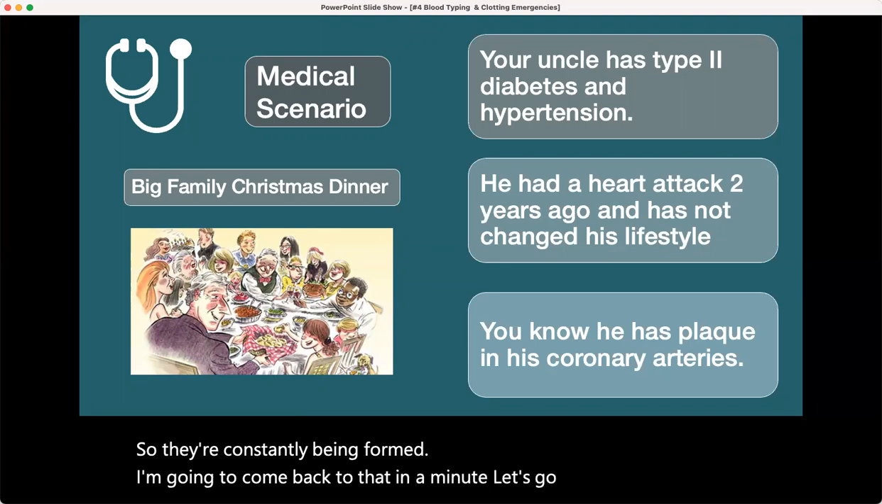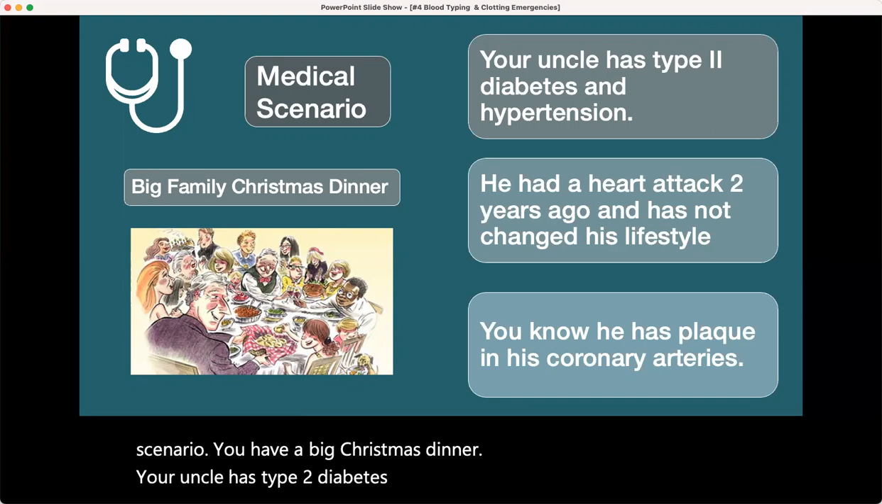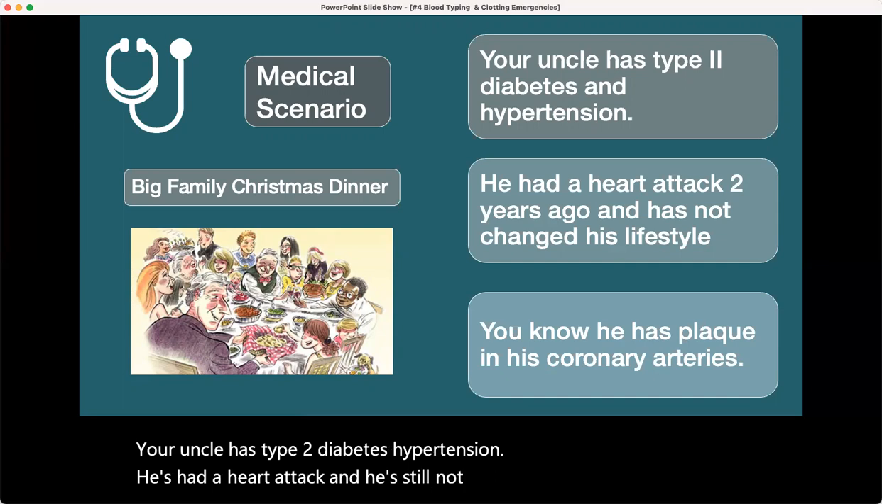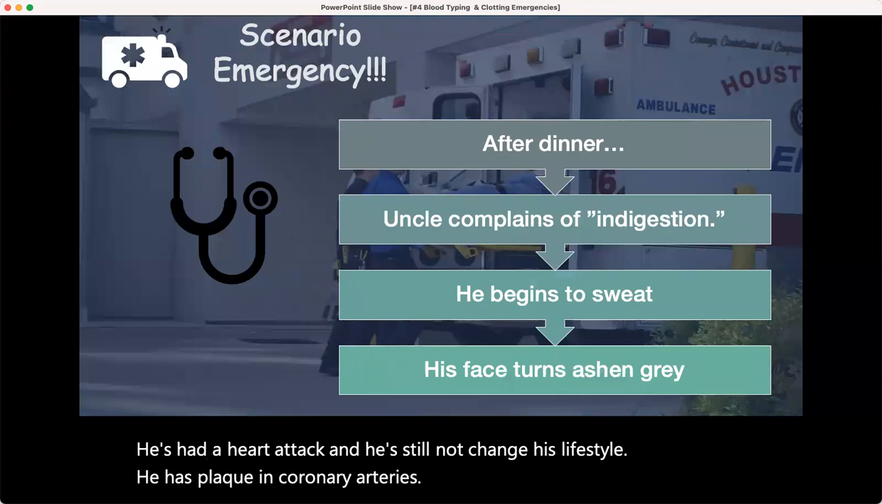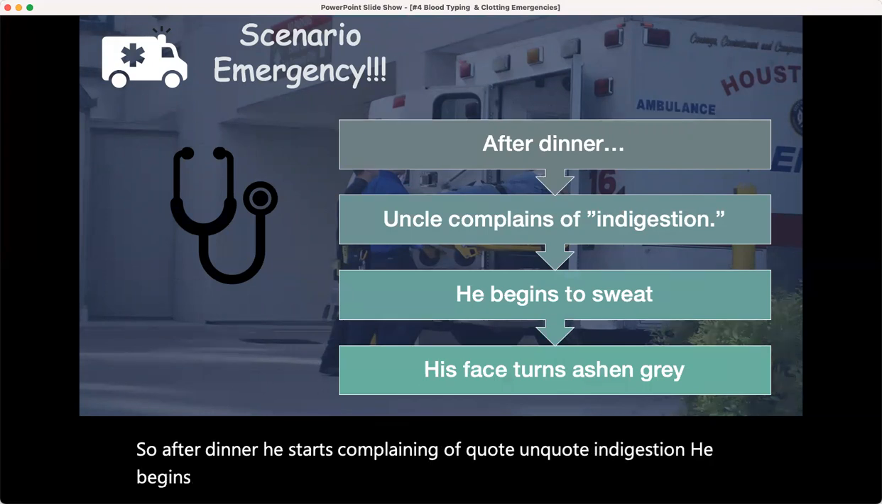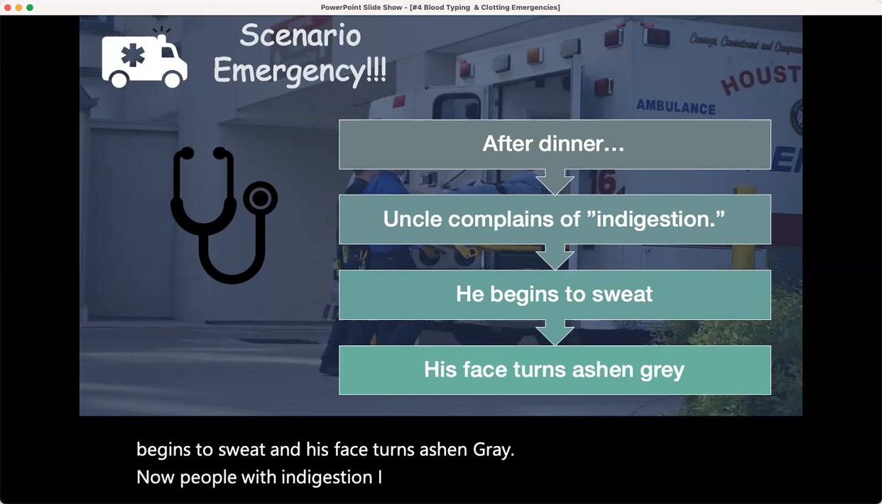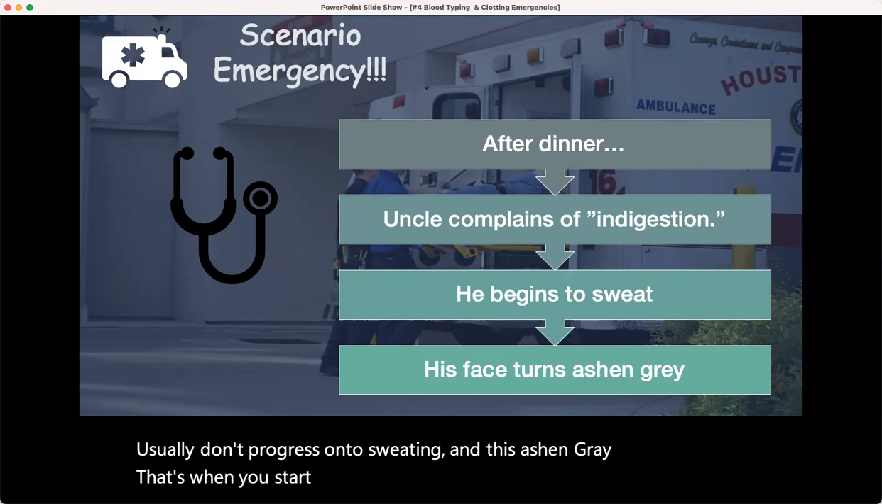Let's go to the medical scenario. You have a big Christmas dinner. Your uncle has type 2 diabetes, hypertension. He's had a heart attack and he's still not changed his lifestyle. You know he has plaque in his coronary arteries. So after dinner, he starts complaining of, quote unquote, indigestion. He begins to sweat and his face turns ashen gray. Now, people with indigestion, I may say, usually don't progress onto sweating and this ashen gray. That's when you start really worrying about someone having a heart attack.